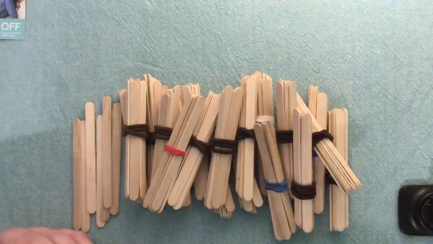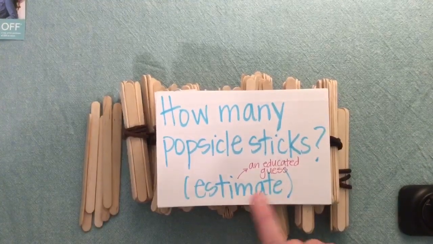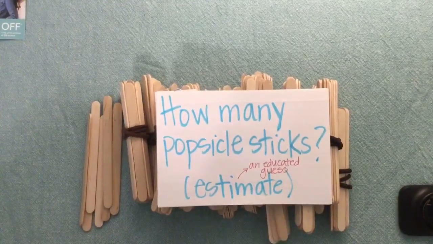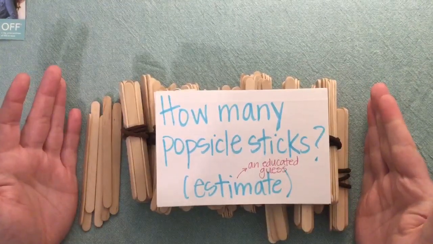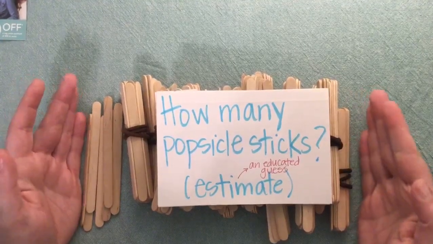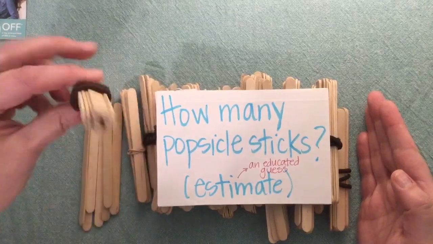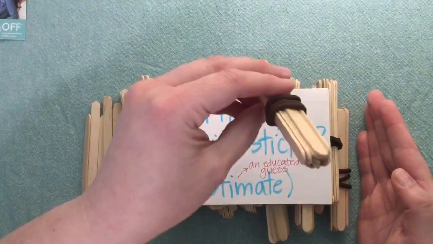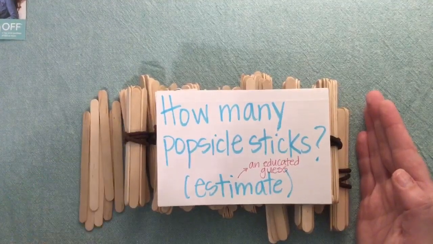So the first thing that I'm going to have you do is just to make an estimate. Remember, an estimate is an educated guess. So I'm going to move this card and you're going to look at my stack of popsicle sticks and you're going to come up with a number that makes sense for how many popsicle sticks you see here. I'm going to tell you that each of these bundles is a bundle of 10 popsicle sticks. And I have some singles off to the side.